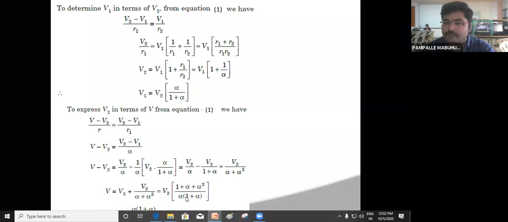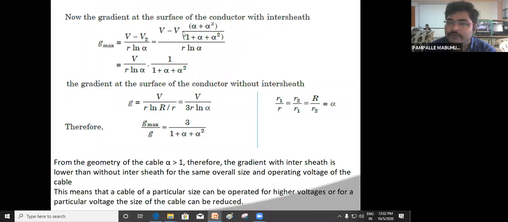So in place of V2, you substitute that value. In place of this V2, we are going to substitute V into alpha into (1 plus alpha) by (1 plus alpha plus alpha square), divided by R into ln alpha. Okay, so now you take V as common here. So V by R into ln alpha you will get, and then 1 minus alpha into (1 plus alpha) by (1 plus alpha plus alpha square) you will get.